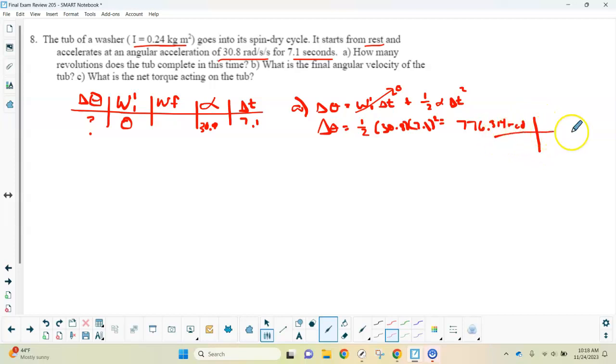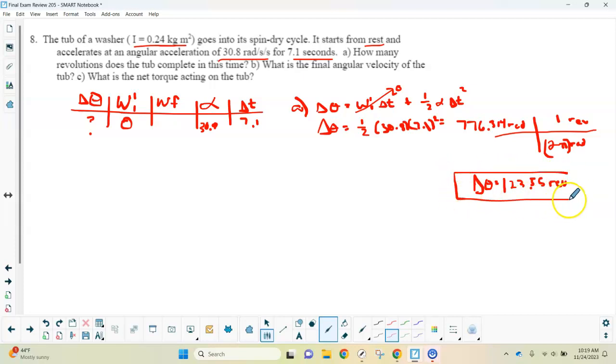So I'm going to take that, and there are 2 pi radians per 1 revolution. That's what we're trying to get into, revolutions. When you divide, make sure you put 2 pi in parentheses or divide by 6.28. That would work as well. But your delta theta answer in the correct unit for revolutions is something like 123.55 revolutions. Okay, so that's your answer to part A.